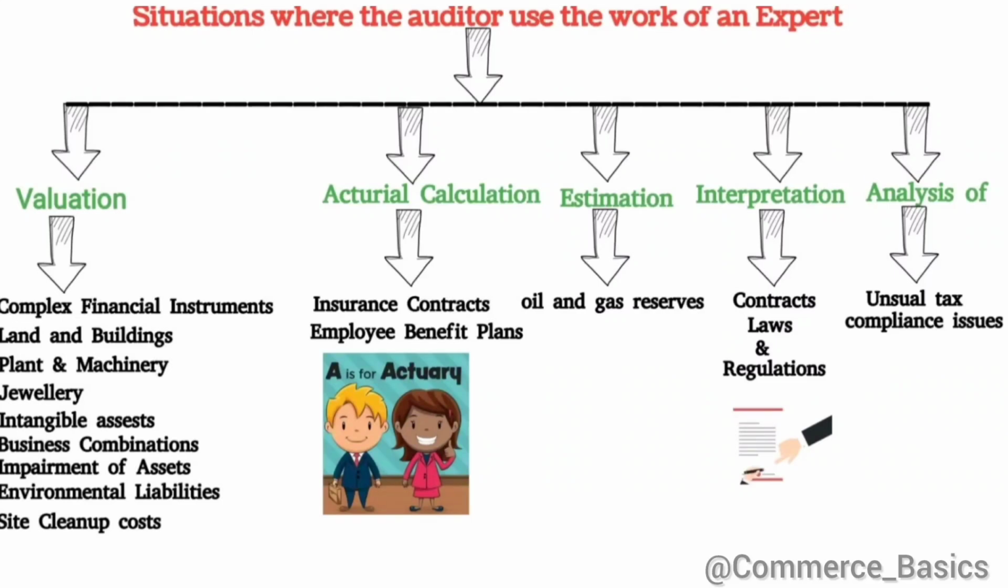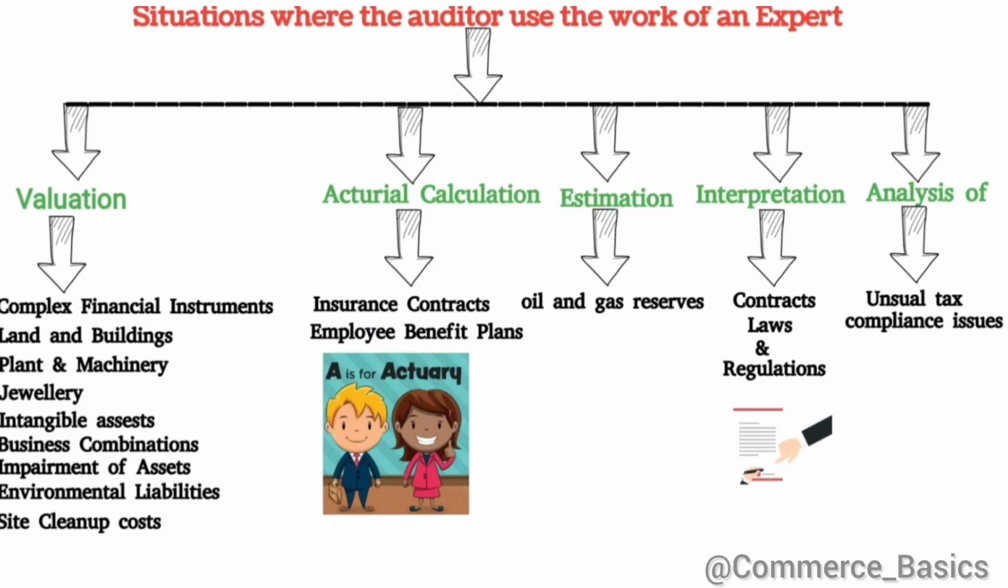The second thing is actuarial calculations. In actuarial calculations for insurance contracts and employee benefit plans, we take the help of an expert. And in case of oil and gas companies, for estimation of oil and gas reserves, we take the help of the expert. And in case of contracts, laws and regulations, for their interpretation also, we can take a lawyer or any kind of expert advice. And in case of unusual tax compliance issues, we can take help of a tax expert for their analysis. So these are the situations where we can take the help of an auditor's expert.